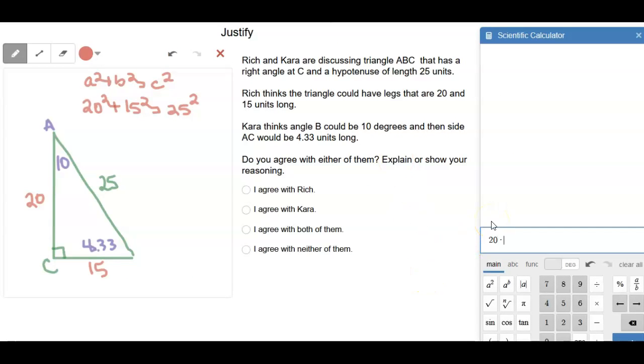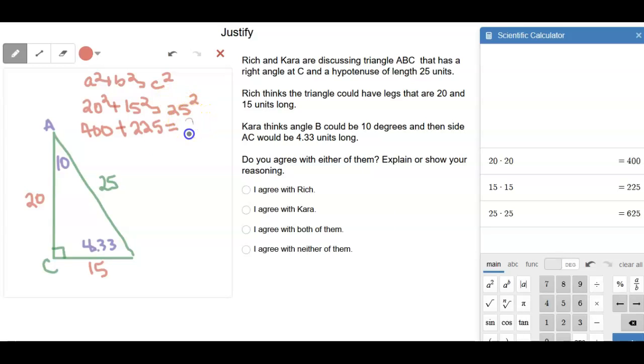So using this, 20 squared would be 400. 15 squared would be 225. And 25 squared would be 625. So if we add this side together, we get 625. And we see that it's equal to this side over here. So Rich is correct. This triangle could have legs that are 20, 15, and 25.